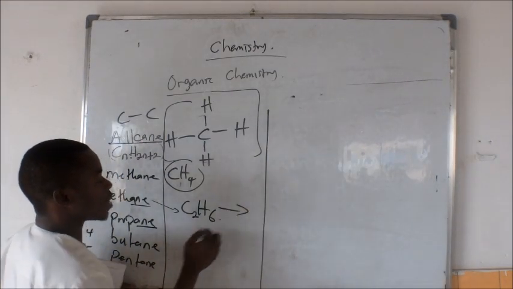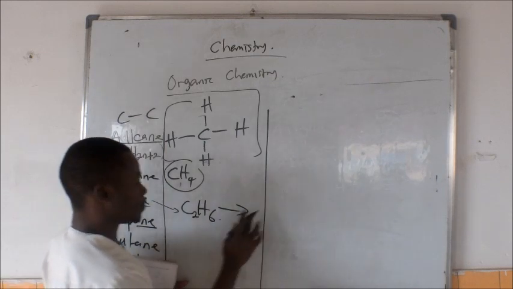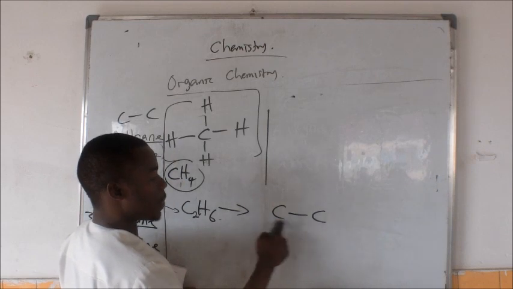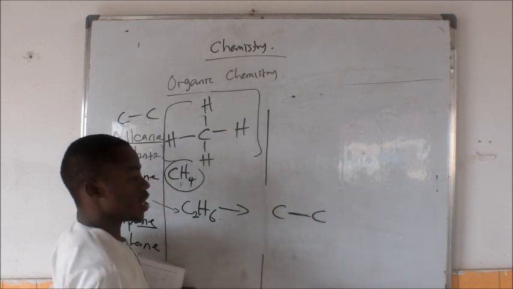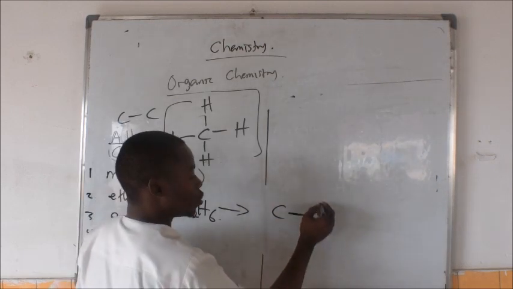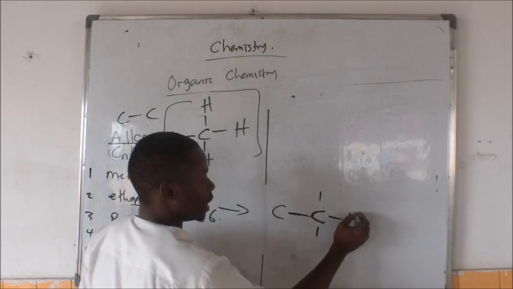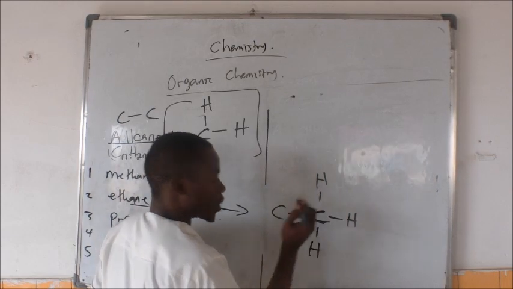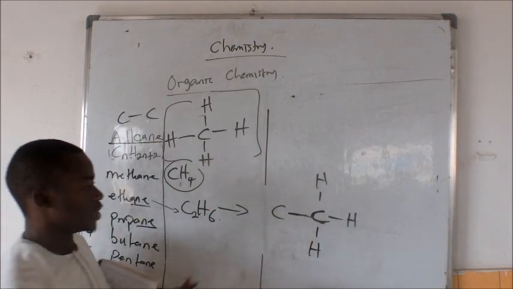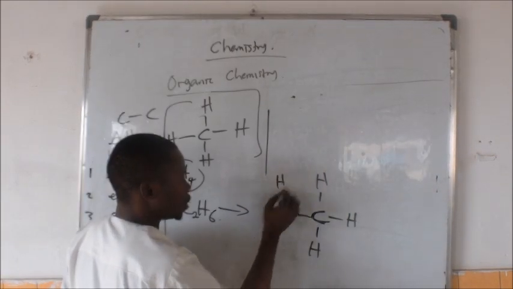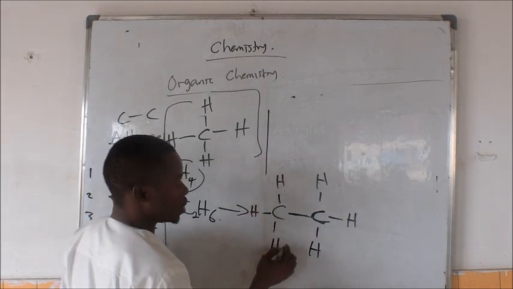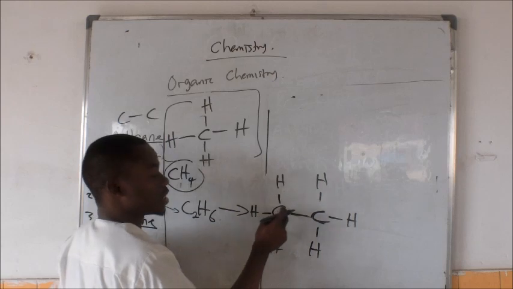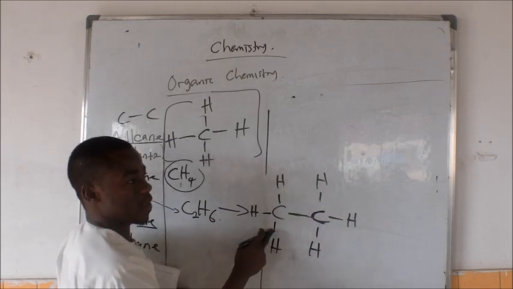Now, if you want to draw the structural formula of ethane, these are 2 carbons. Between carbon and carbon, you have a single bond. Now, this carbon will be surrounded by 3 hydrogens, so that there are 4 bonds surrounding the carbon. This one too, we have hydrogen here, hydrogen here, hydrogen here, in such a way that there are 4 bonds surrounding this carbon: 1, 2, 3, 4. Are you getting it now?